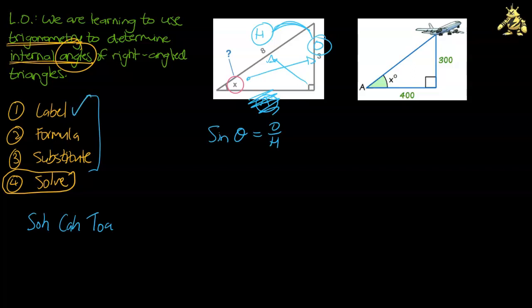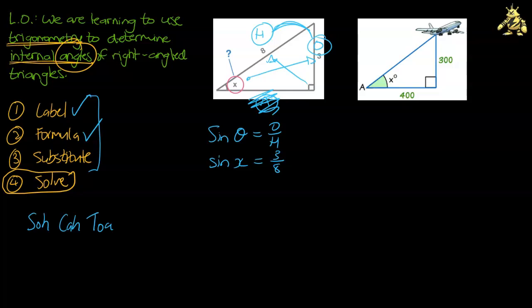So we've done the labeling and we've done the formula. We're now going to substitute. So we're going to put all 3 things, the x, the 8, and the 3. All of them have to go into that equation. So that's going to be sine x, and x, because we don't know that given angle, equals 3 divided by 8.